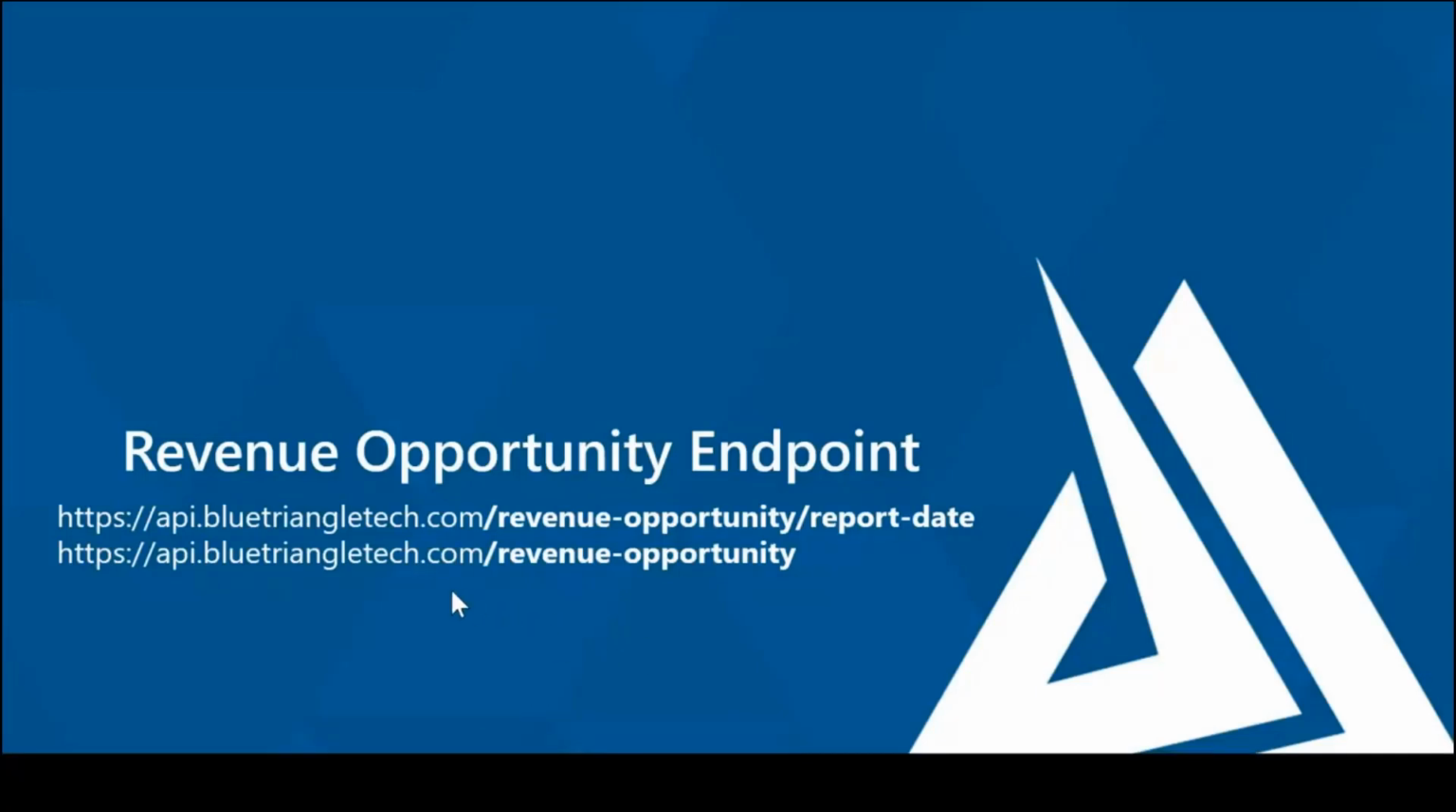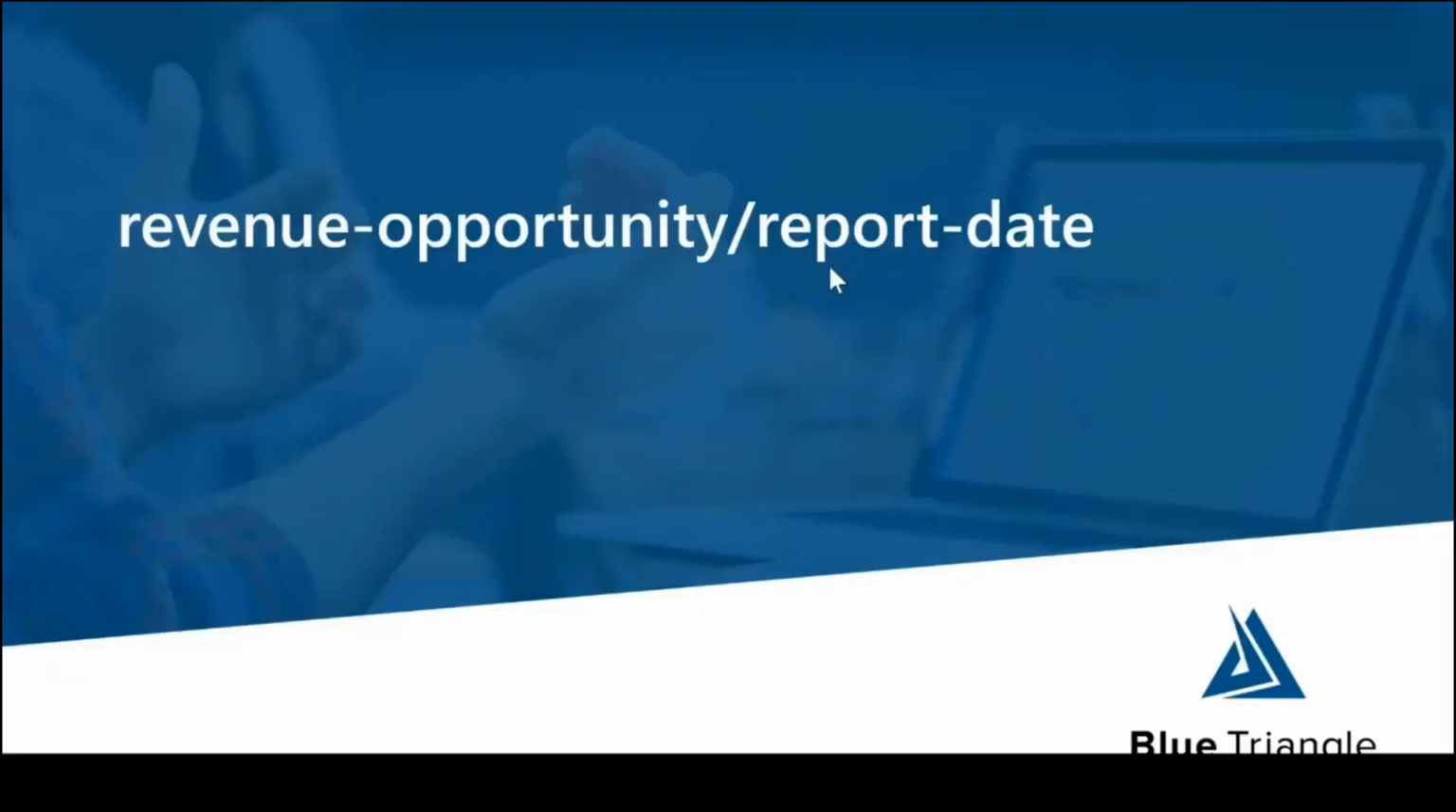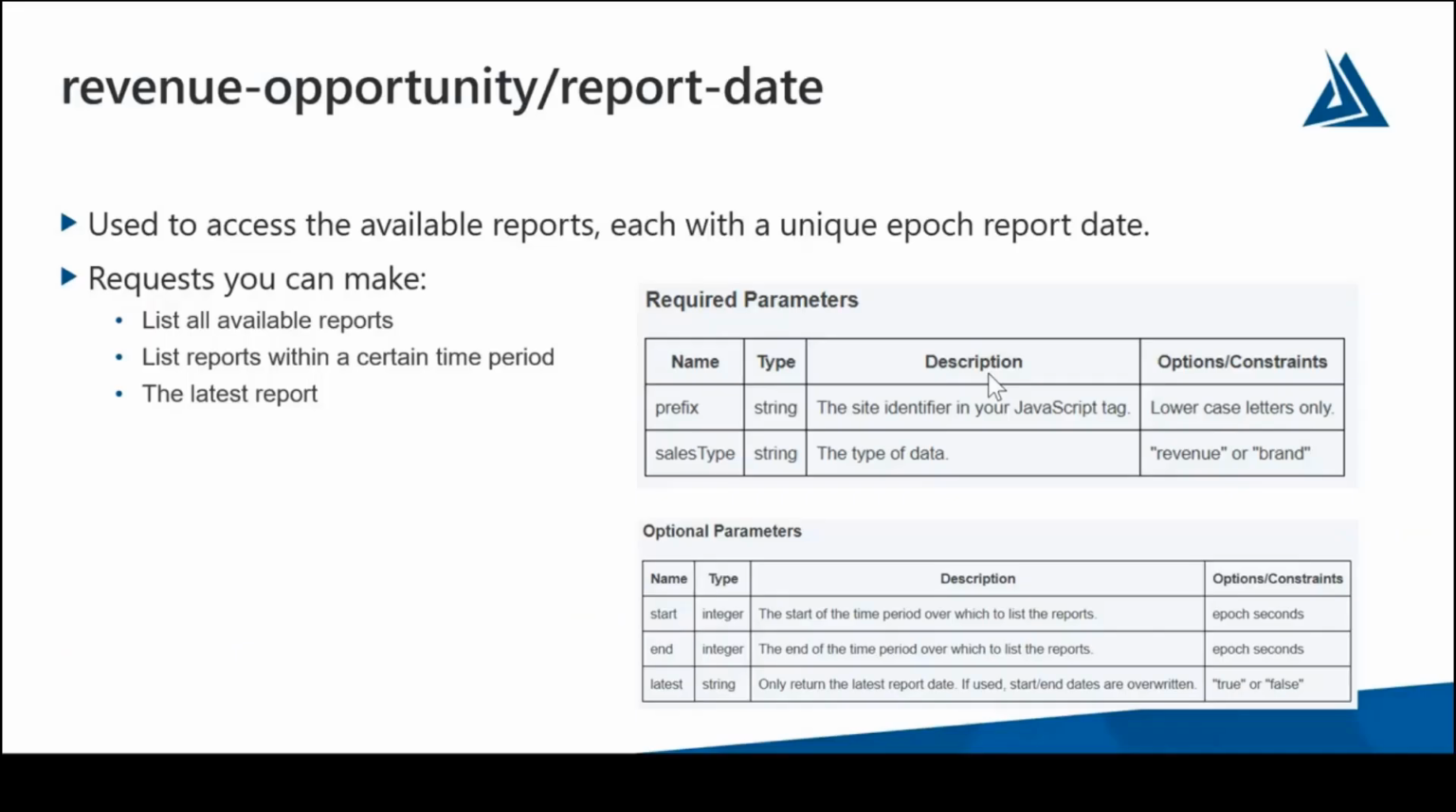All right, so there's 2 URLs that you're going to need to hit to pull data from the API for revenue opportunity reports. And as I mentioned before, it's revenue opportunity / report date and revenue opportunity. So let's start with the report date piece. So essentially, this is going to be used to access or list the available reports, and each one is going to have a unique epoch as the report date, and it's going to be how you reference it when you're actually pulling the report data.